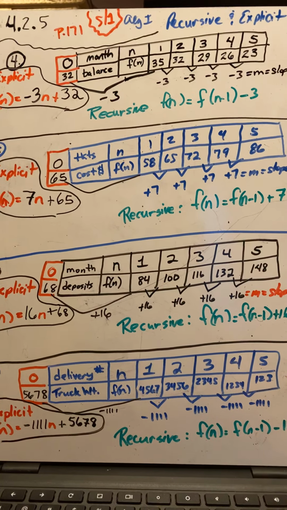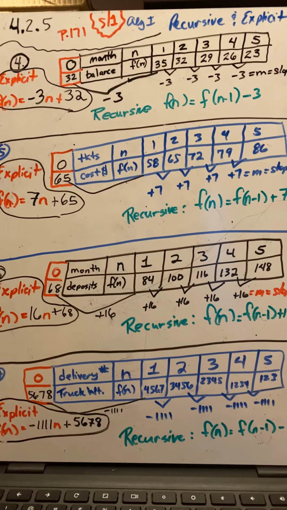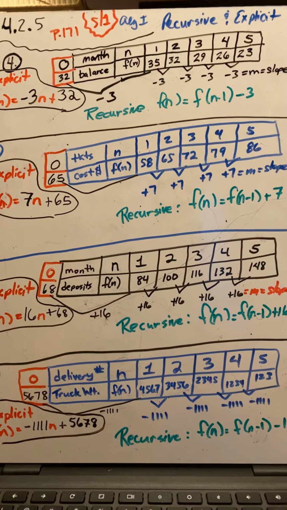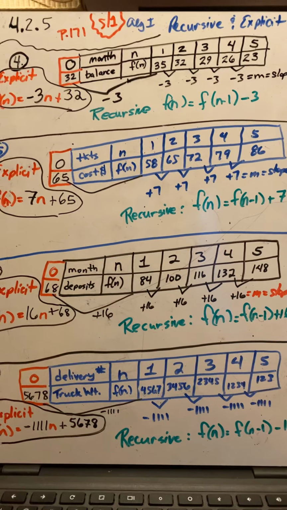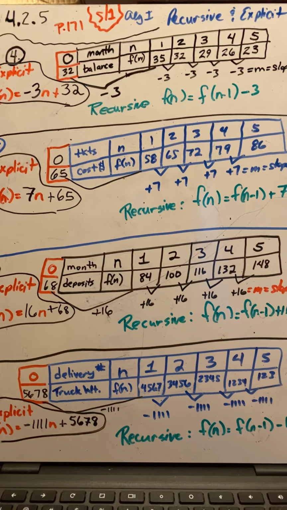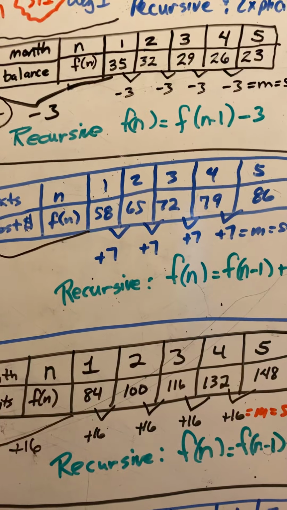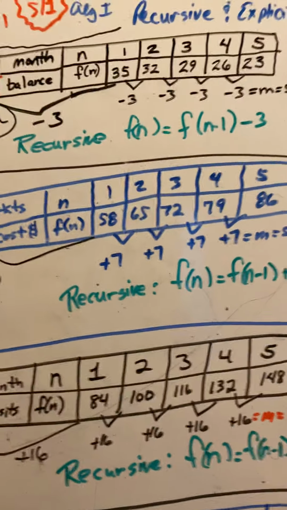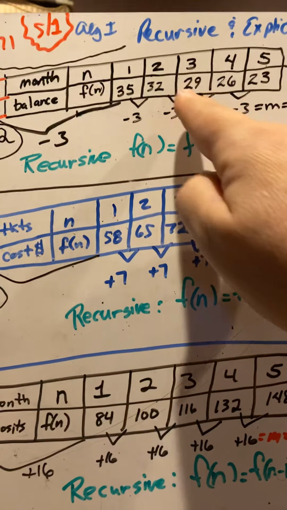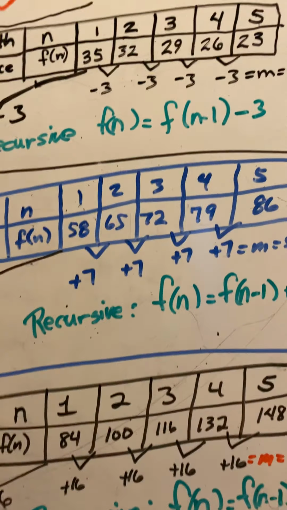We have recursive and explicit formulas for arithmetic sequences as our topic for the day. And we are given 6 problems to work out, and this is 4.2.5 on Google Classroom. So we're given month n 1, 2, 3, 4, 5, and the balances are 35, 32, 29, 26, and 23. So we're looking for a pattern, and we say what happens. Yes, I do need you to draw the arrows because you're showing the difference between them.